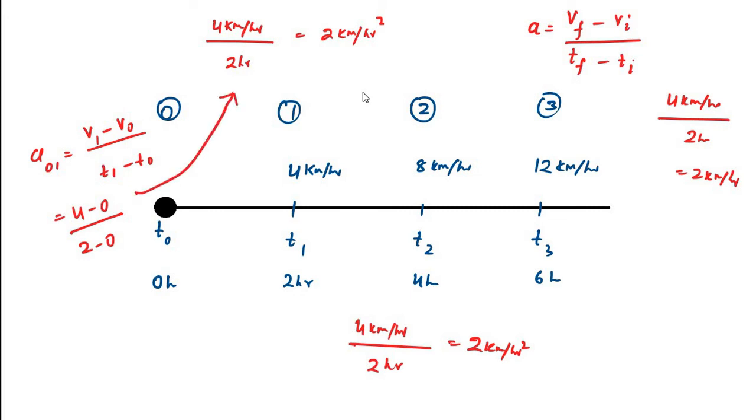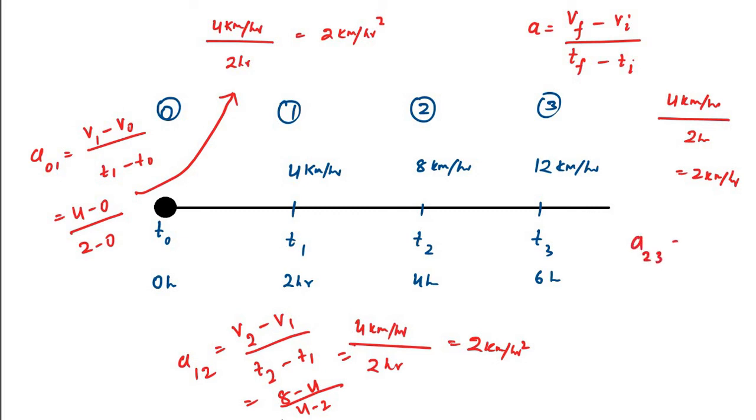Similarly here for the acceleration during the time interval from 1 to 2, it is velocity at point 2 minus velocity at point 1 by t2 minus t1, which is 8 minus 4 by 4 minus 2, which is 4 by 2, which is 2 km per hour square. So this is the same thing as 3.